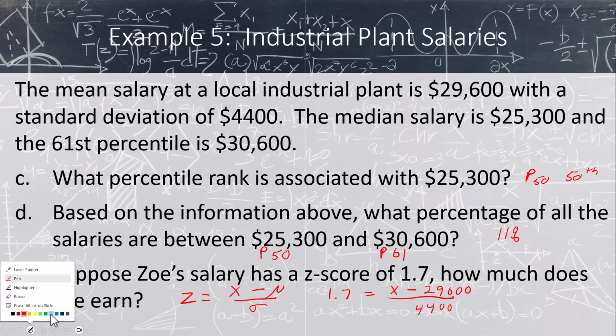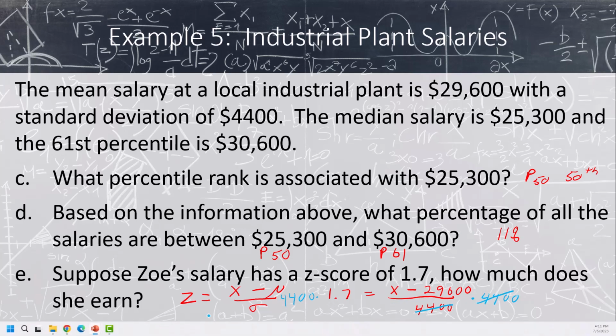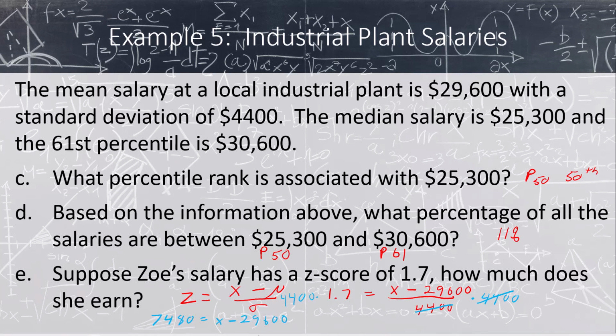Okay, so what do we want to do? We probably want to multiply both sides by 4,400. So times 4,400, times 4,400. Oh, forgot the 4 there. There we go. These will cancel. And we will have this equals 7,480 is equal to x minus 29,600.